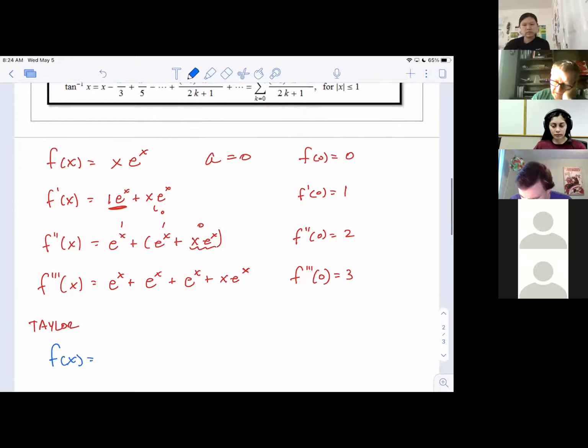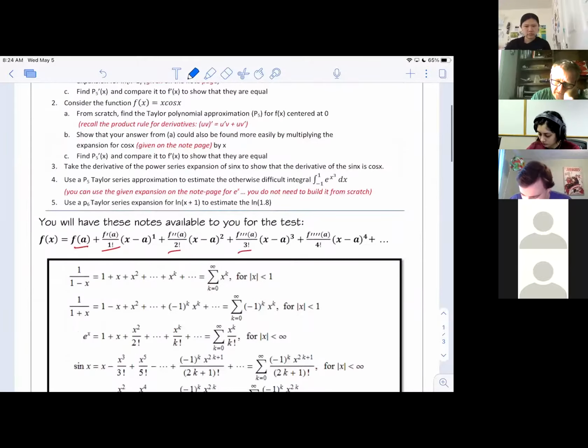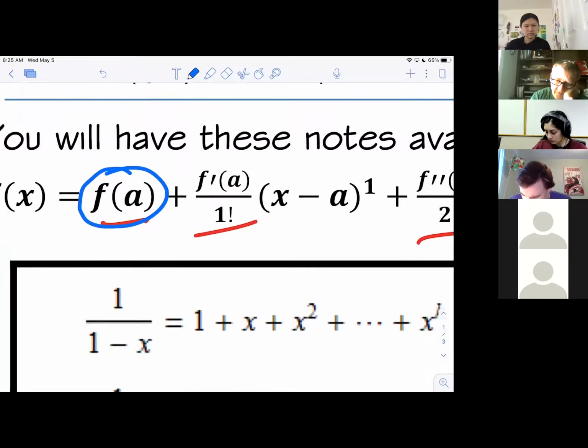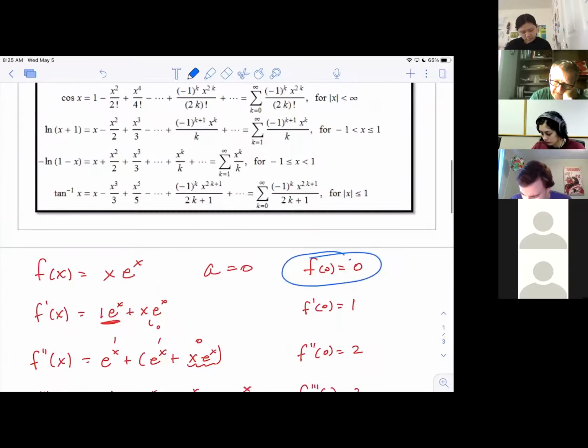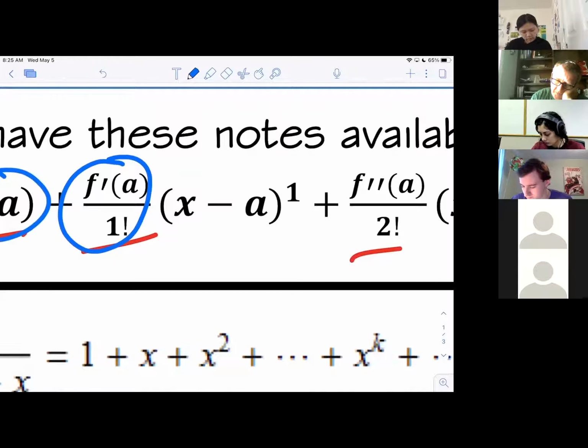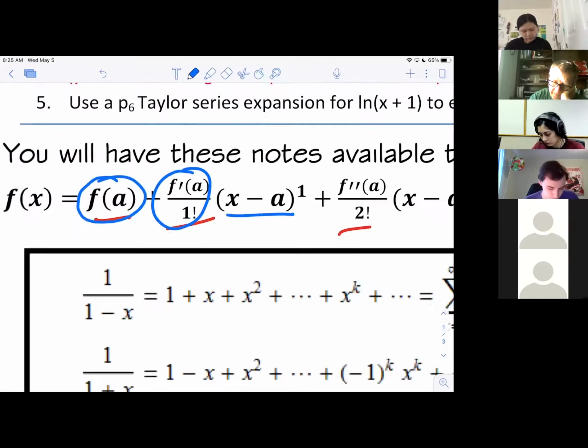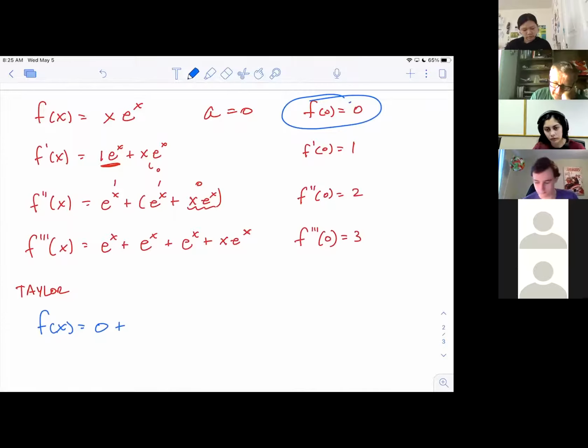Our power series expansion is the value, and again, stare at this note sheet because I want this to speak to you. That's our first thing: f of a, and a is 0 in our case. So that's our first one. Oh, it's 0. Okay, fine. And then our next one is, what does it say? It says the first derivative divided by 1 factorial multiplied by x minus a to the first power. So for us, that's 1 divided by 1 factorial times x minus 0. So it's just x. And then our next one is 2 divided by 2 factorial times x minus 0 squared, and then 3 divided by 3 factorial x cubed.